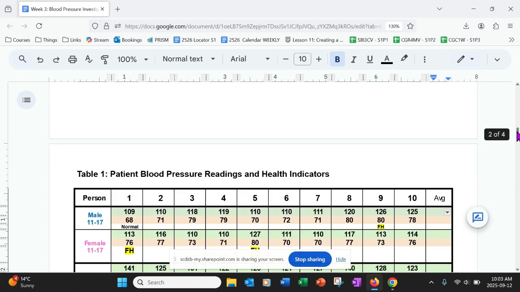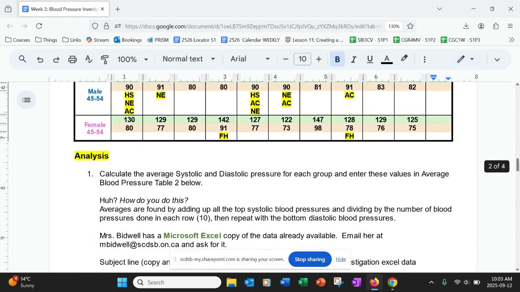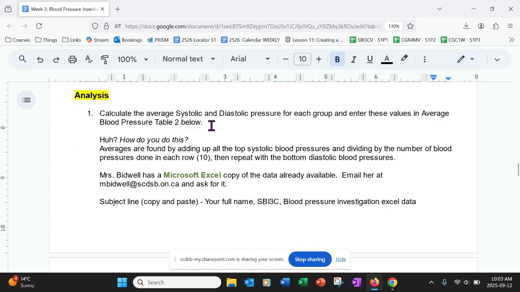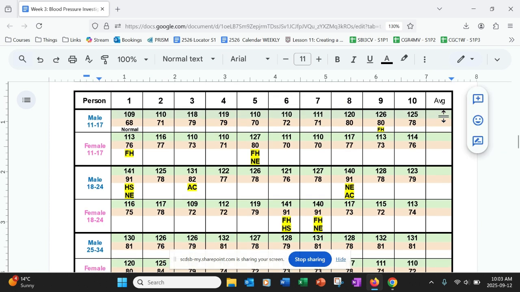All right. So go back down here. What you're actually going to do is calculate the average systolic and diastolic pressure for each group and enter these values in the average blood pressure table 2 below. How do you do this? Well, averages are found by adding up all the top systolic pressures and dividing by the number of blood pressures done in each row, then repeating with the bottom diastolic blood pressure. If you know how to use Excel, I can give this table to you. But if you don't know how to use it, then please don't bother.